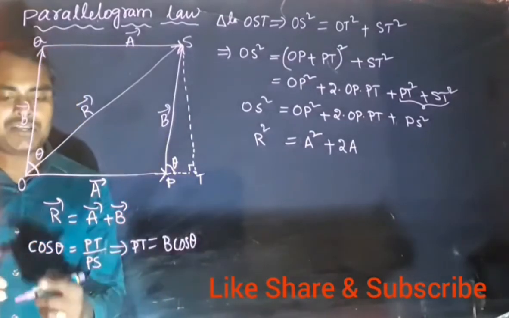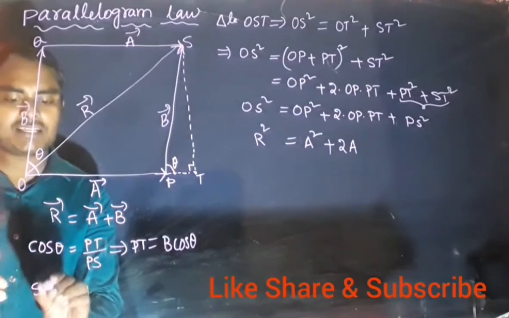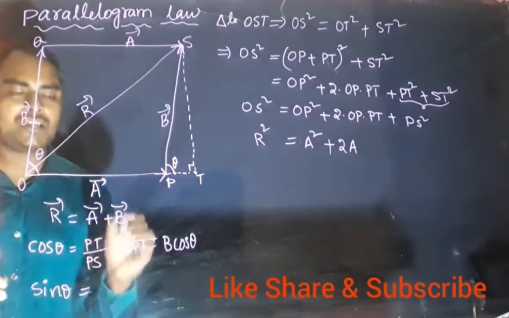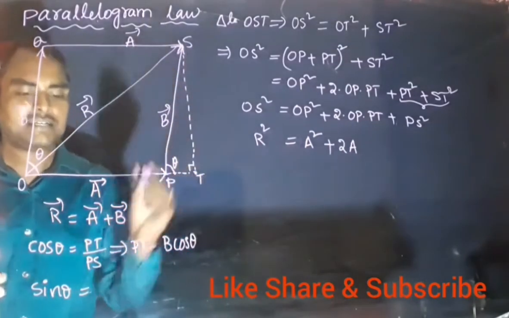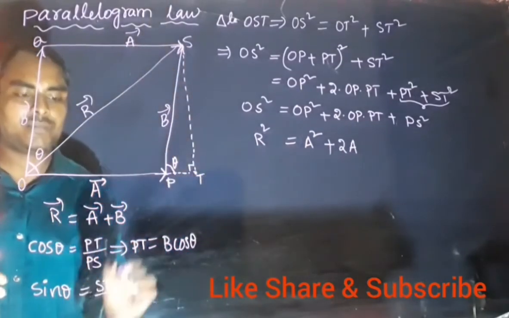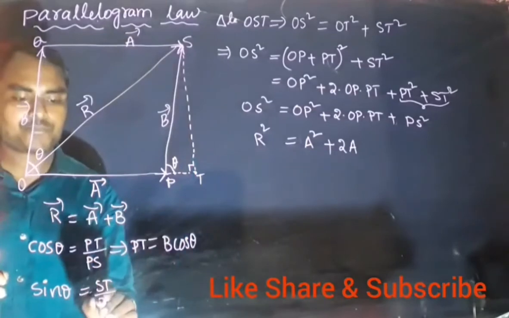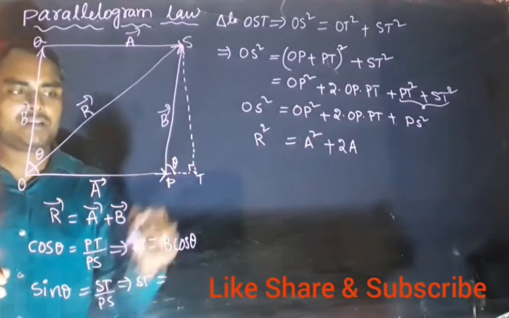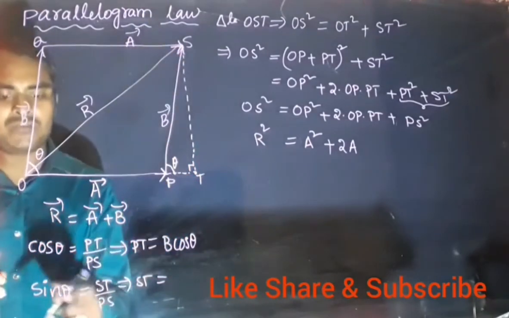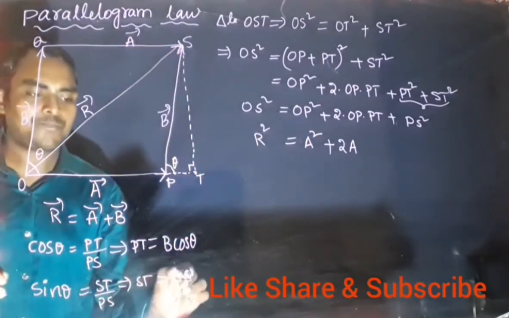Next, sin theta. Let us apply sin theta in the same small triangle. Sin theta equals the opposite side ST divided by PS. PS can be written as B. So B will come here: ST equals B sin theta.